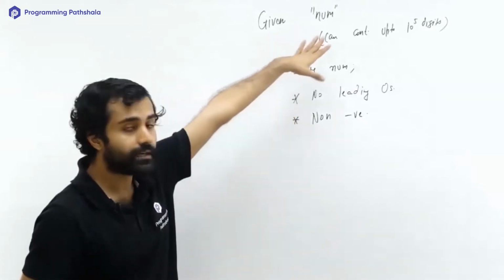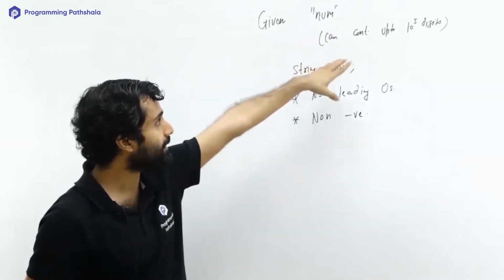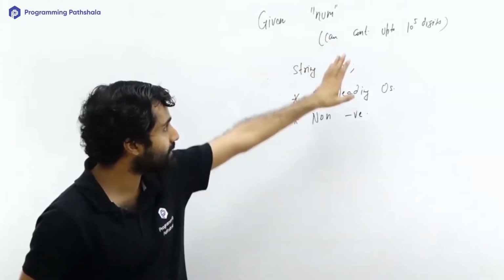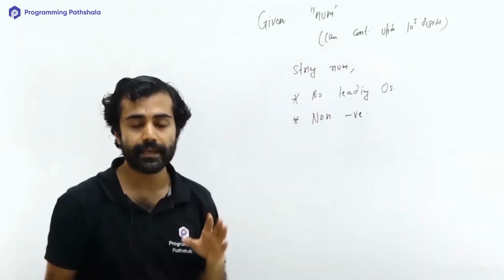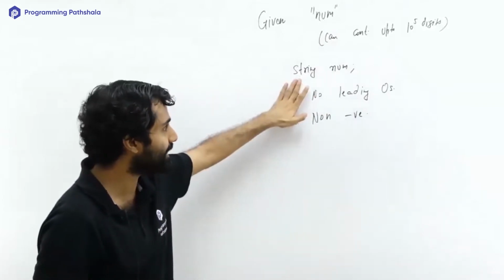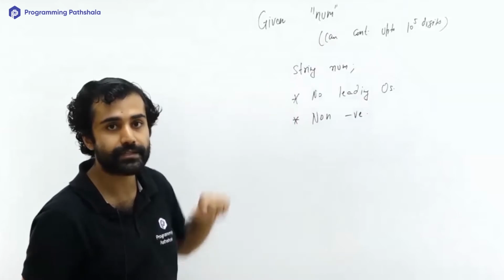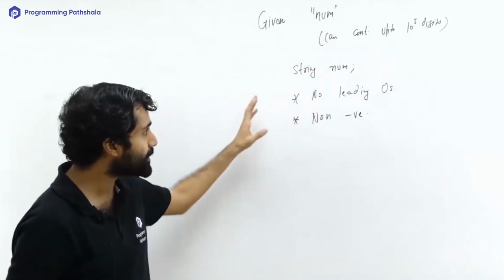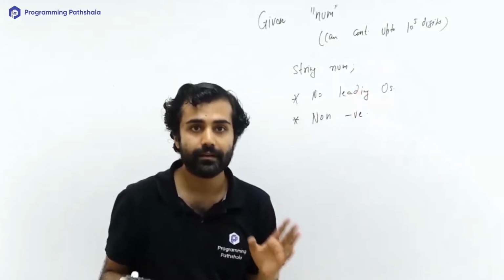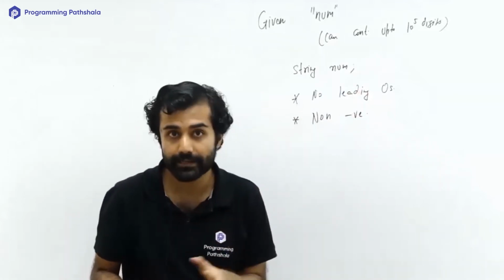So there is a number num, and this number can contain up to 10 raised to power 5 digits. Because it can contain up to 10 raised to power 5 digits, it cannot be represented in an integer or long, so it is represented as a string, and these are the characteristics of the string which you can read on the board. The string will not contain leading zeros. It will not represent a negative number. It will represent a non-negative number for sure.